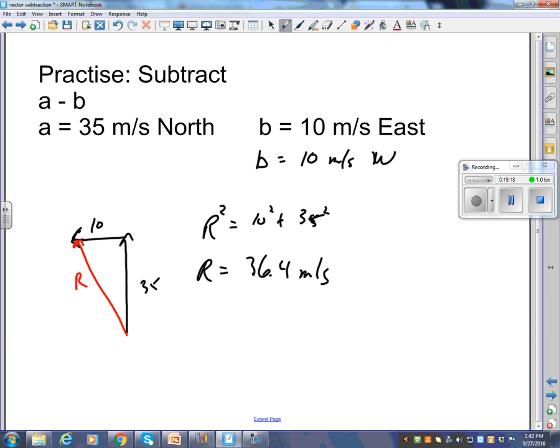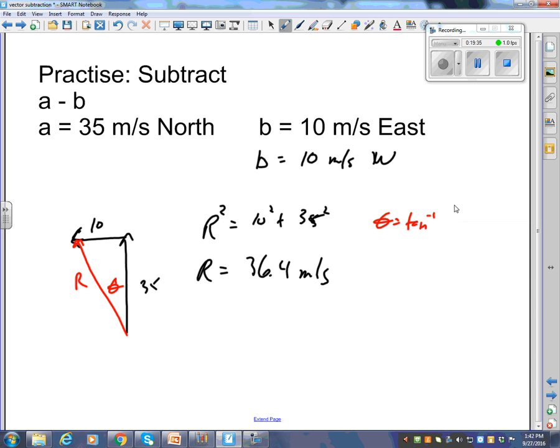Guys, watch. Don't get lost. Focus. 36.4 meters per second. At what angle? Inverse tan. Opposite over adjacent. Opposite is 10. Adjacent is 35. That's 15.9, we'll say 16. So what are the directions here, Travis?